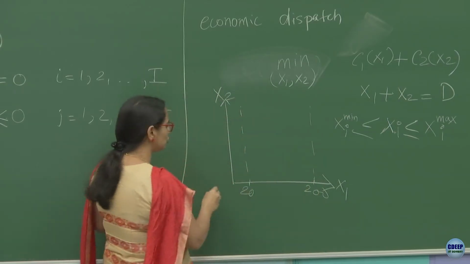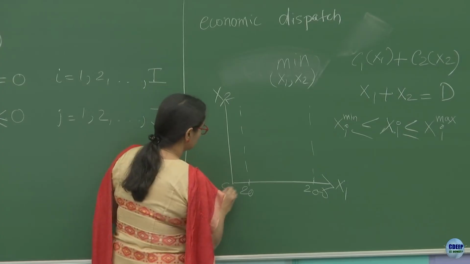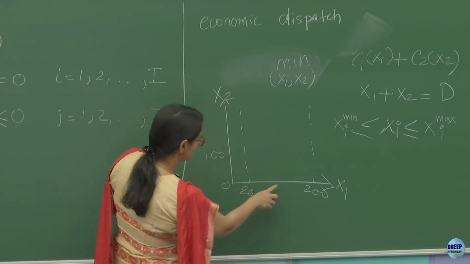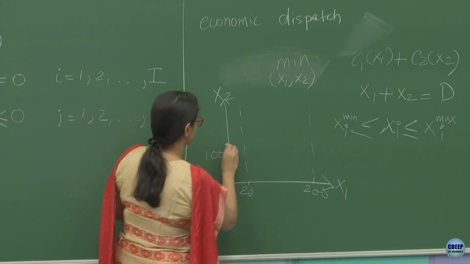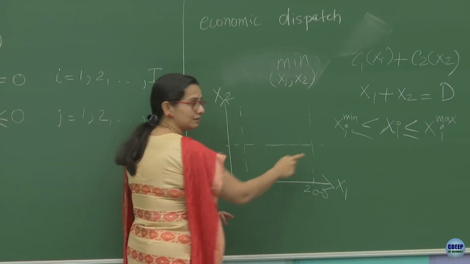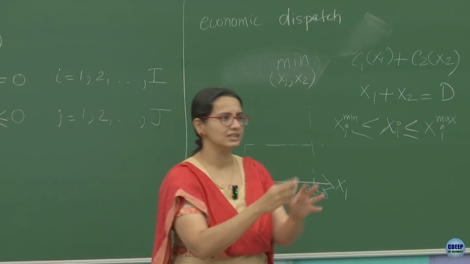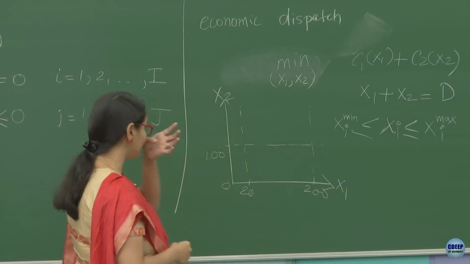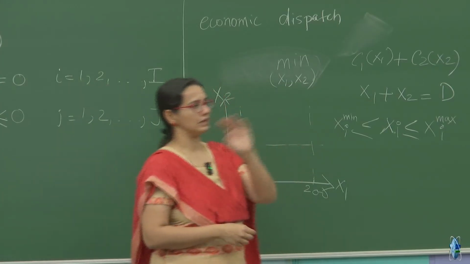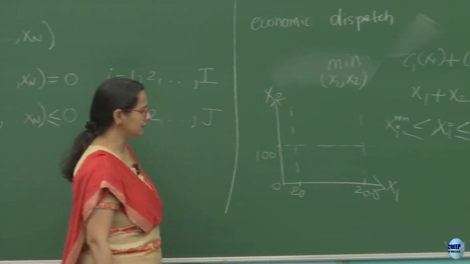And then I said 0 to 100, right? So 0 to 100. And this may not be to scale on either side. Am I on scale? Yeah, maybe. So this is clearly somewhere here, but I still have to have x1 plus x2 equal to something. And let me give you a value for demand. Let's say the demand on this system is 150, right?